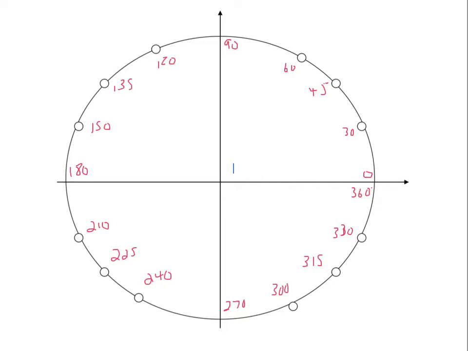where I know that x and y are both positive in this quadrant. I have negative x, positive y in this quadrant. I have x and y both negative in this quadrant, and in this quadrant I have a positive x, negative y.